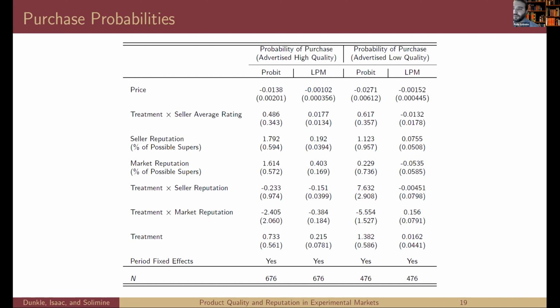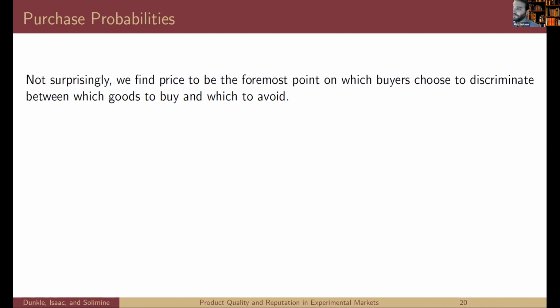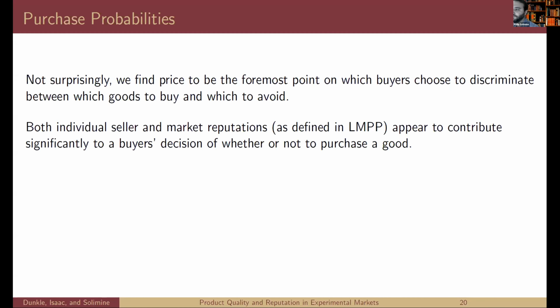Finally, the purchase probabilities. We conducted probit and linear probability model estimations of the probability that a good advertised as a high quality will sell and a good advertised as a low quality will sell, focusing mainly on the goods that are advertised as a high quality. So not surprisingly, we find price to be the foremost point on which buyers decide which goods to buy and which not to buy.